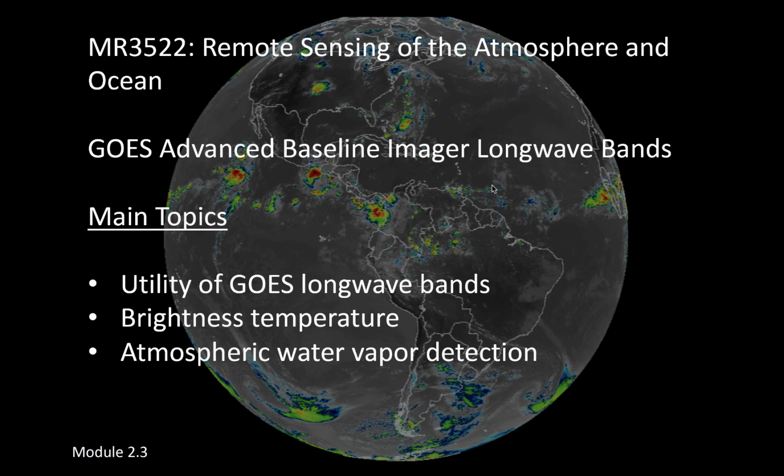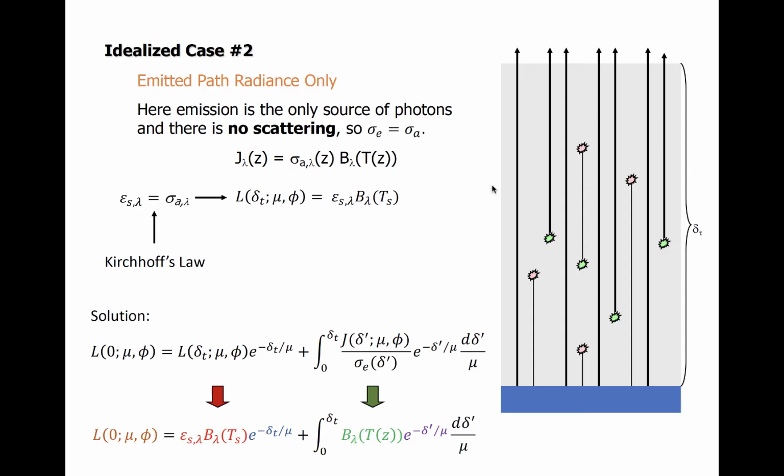We continue our discussion of GOES imagery and data in this module, which focuses on the long-wave bands. Remember the second idealized case covered in a previous module. It related to passive remote sensing of IR radiation emitted by both the surface and along a path through the atmosphere to a satellite. We ended up with two terms to describe the radiance at the top of the atmosphere.